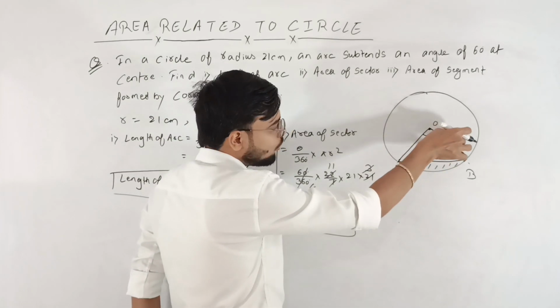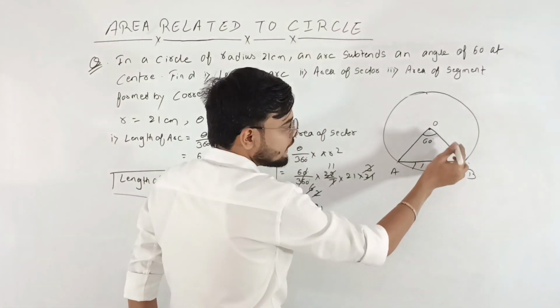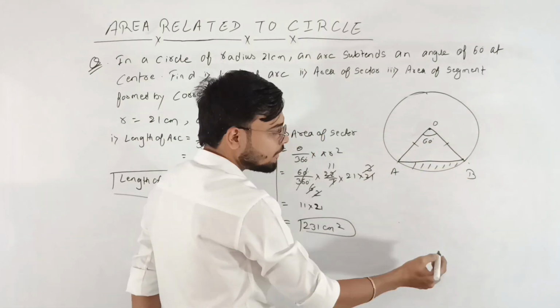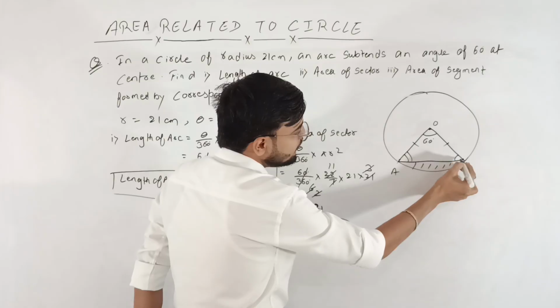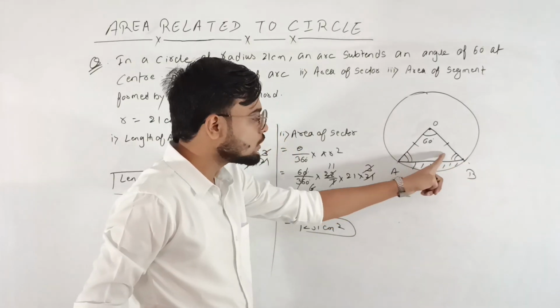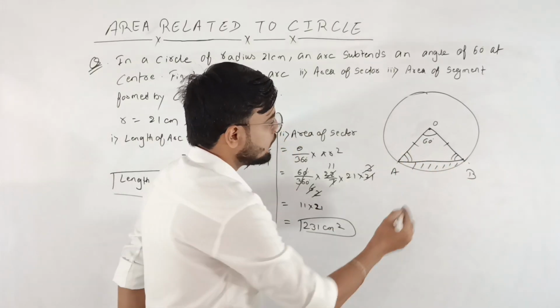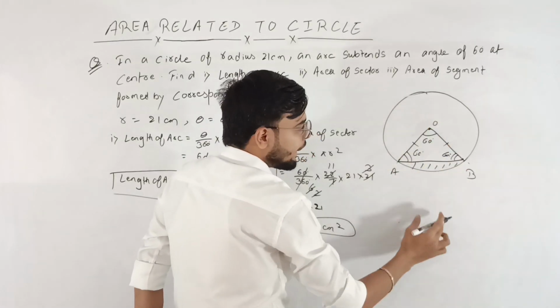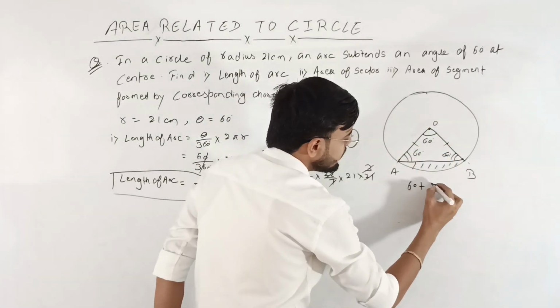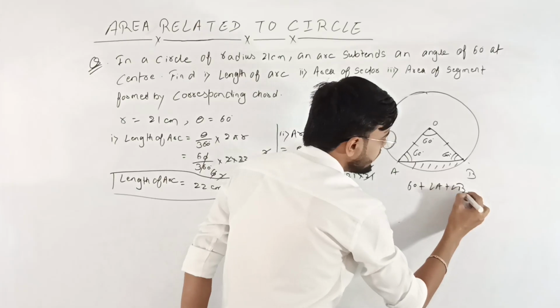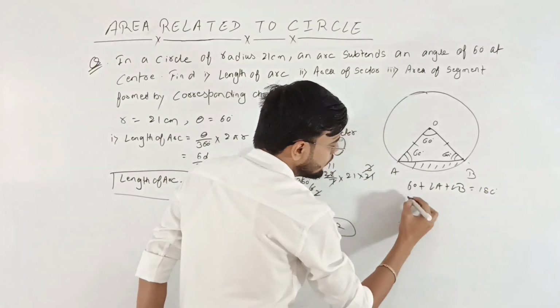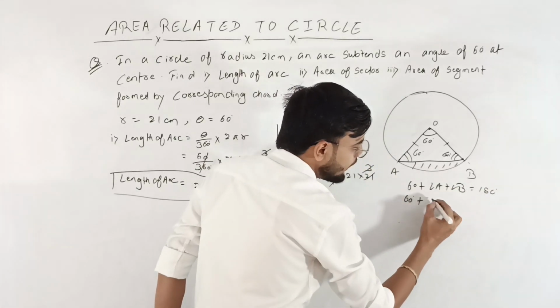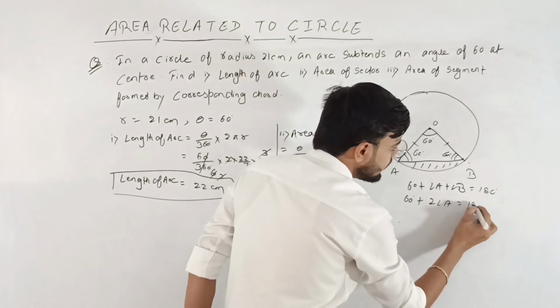Look how. OA is radius and OB is radius, which means these two sides are equal. So this angle and this angle are also equal, and this is 60 degree. Why? By the angle sum property, 60 plus angle A plus angle B is 180 degree. Now A and B are equal, so 2 of angle A equals 180 degree minus 60.